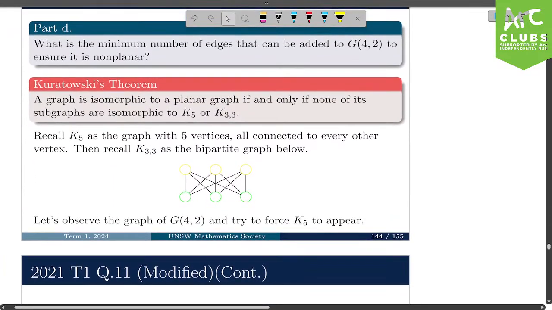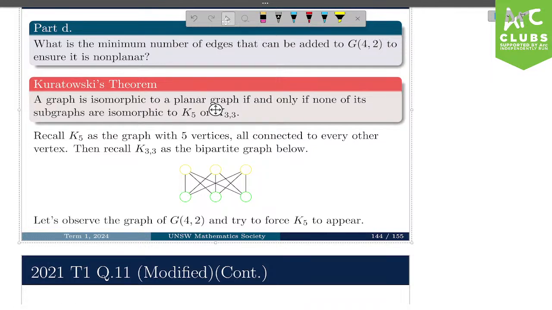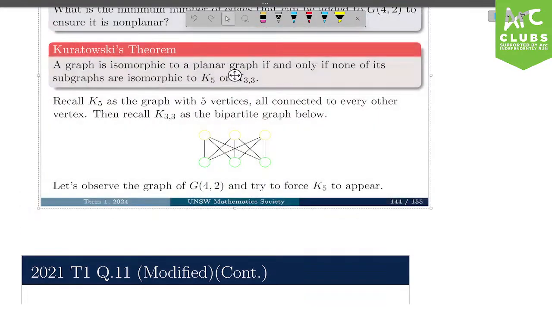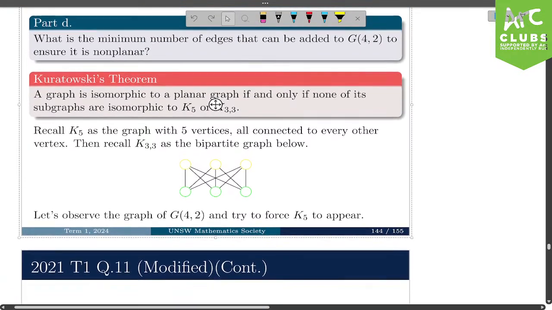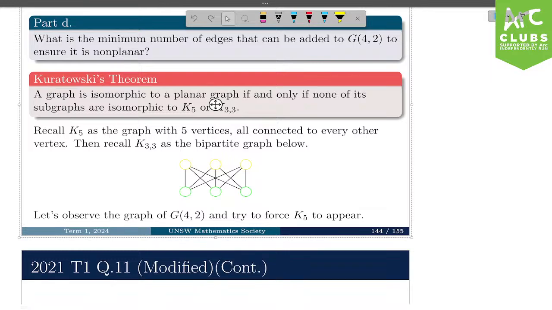So we want to add the minimum number of edges to ensure it's non-planar, i.e., to ensure it has a K5 or a K33 subgraph. So we want to make the graph so that it either has K5 or has K33. We're trying to force K5 or K33 to appear.